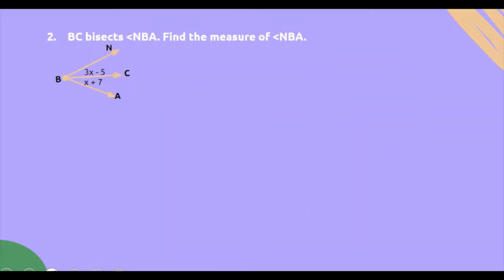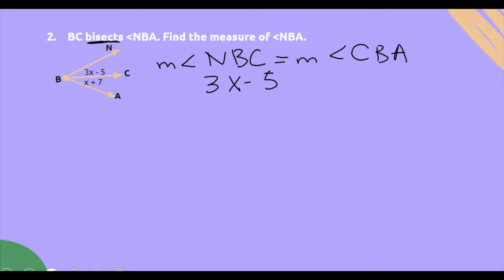All right, on to the next problem. This one says BC bisects angle NBA. Bisect means it cuts it into two congruent angles. So that means the measure of angle NBC is equal to the measure of angle CBA. Now I'm going to write in what I know from the picture. Angle NBC is equal to 3x minus 5, and the measure of angle CBA is equal to x plus 7. And then we solve.